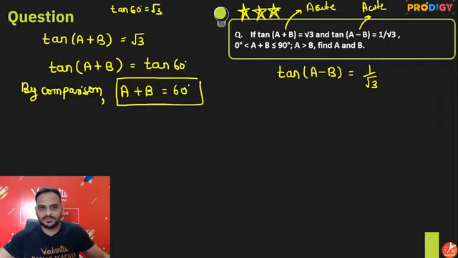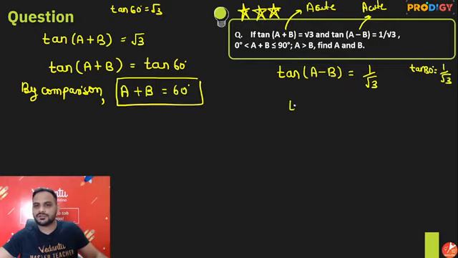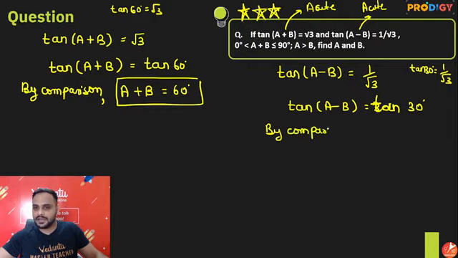I am saying by comparison. Here is tan of some angle. Here is tan of some angle. So they are equal. That means angles are also equal. Similarly, I know tan 30 is equal to 1 by √3. So I can say tan of A minus B is equal to tan 1 by √3. I can say tan of 30 degree. Again here I can say by comparison A minus B is equal to 30 degree.